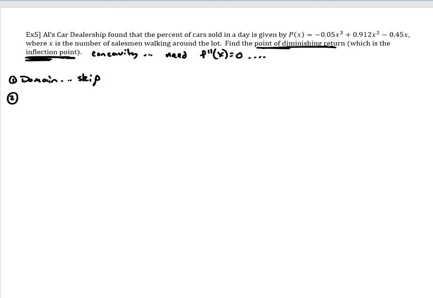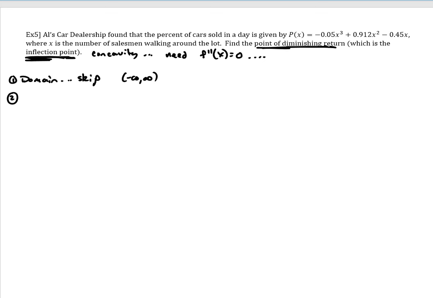Okay, so we're going to skip the domain. The actual domain of a polynomial would be negative infinity to positive infinity. And again, this really doesn't make sense anyway because of the application, so we wouldn't have a negative as an answer. Okay, so that's again, just moving on.